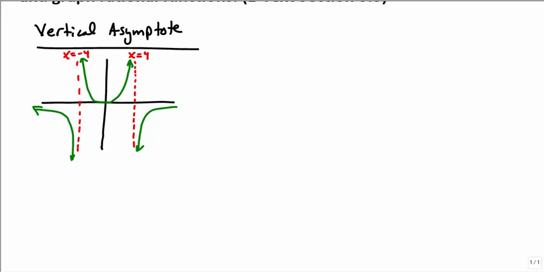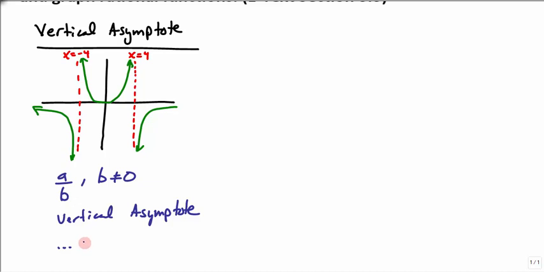So for the examples that we're going to be looking at today, remember we have rational expressions as a over b, and b cannot equal 0. A vertical asymptote occurs where b equals 0, meaning where are our restrictions that we were finding before. So x cannot equal whatever value that we have here. So in our case, x cannot equal -4 or 4. Those are our vertical asymptotes.